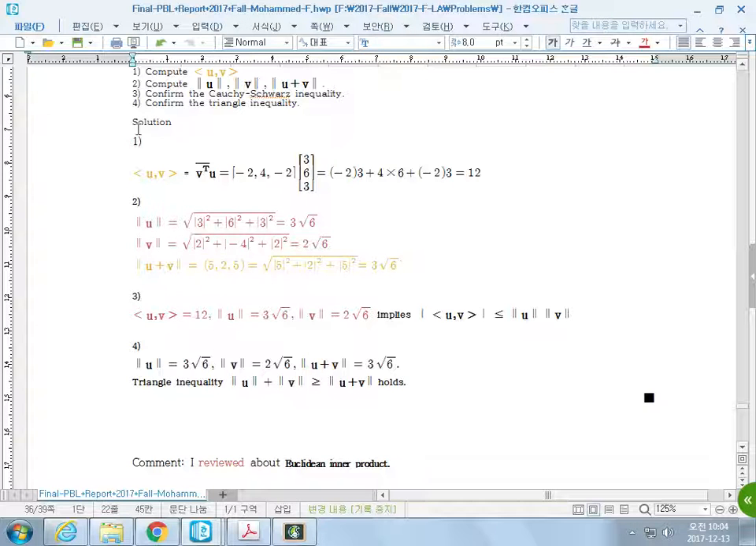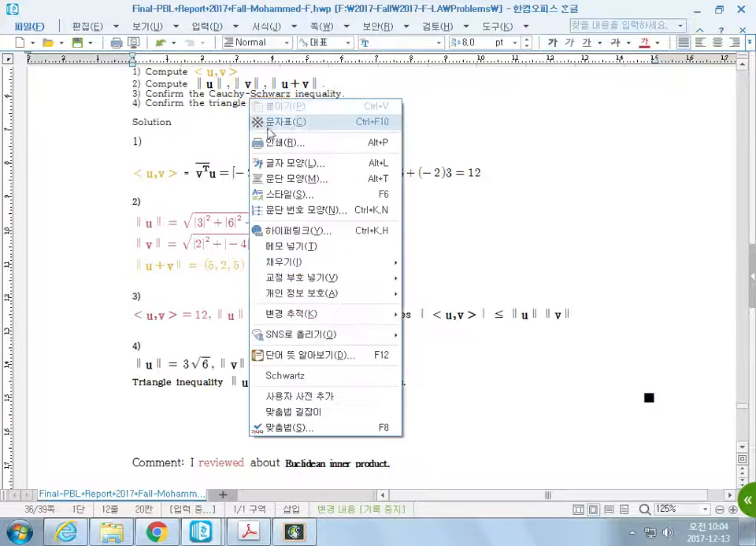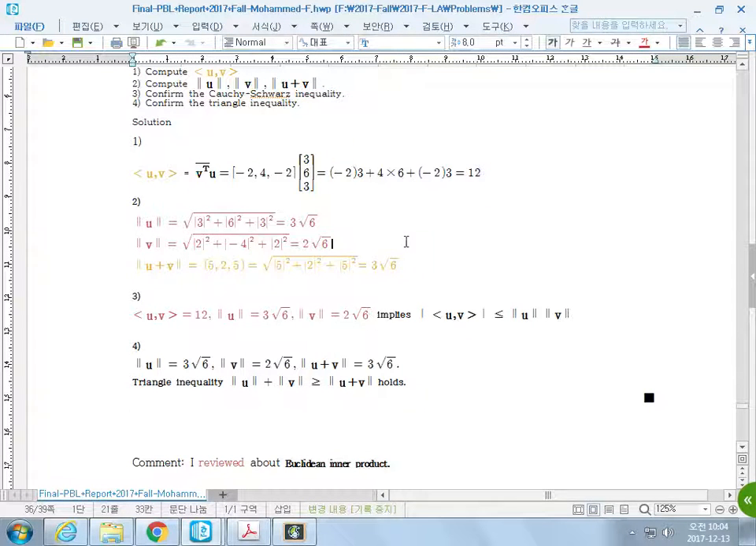And the second one was required to compute the norm of U, the norm of V, and the norm of U plus V. So here we solve for the norm of U. The result was 3 square root 6. In the case of V, the result was 2 square root 6. In the addition of U plus V, the result was 3 square root 6, which equals that of U.